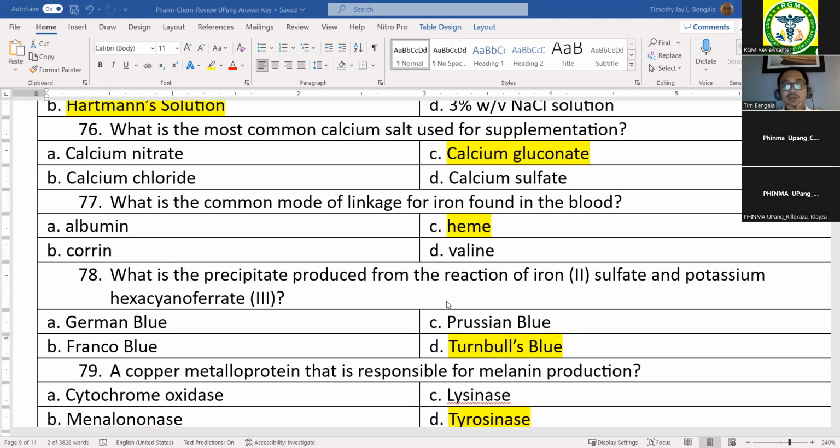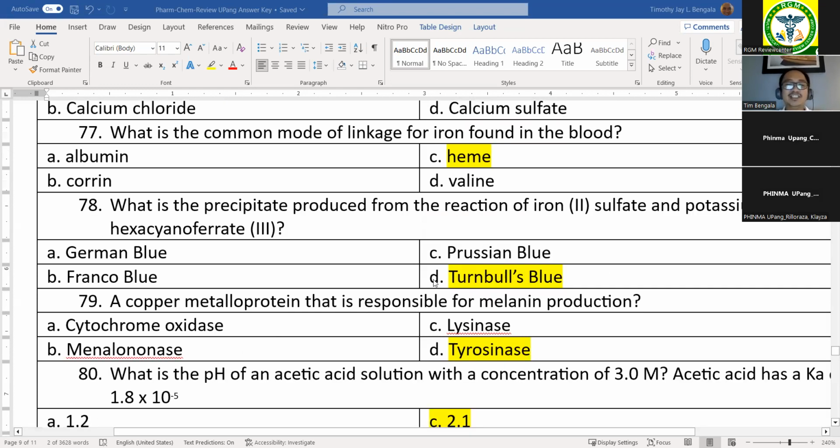What is the precipitate formed from the reaction of iron 2, sulfate, and potassium hexacyanoferrate? This is ferrocyanide. So, you choose the one with the most. My clue is that ferrocyanide is Turnbull's blue. If it's Prussian blue, it's ferrocyanide. The German or Franco blues are just our inventions, because Prussia is there.